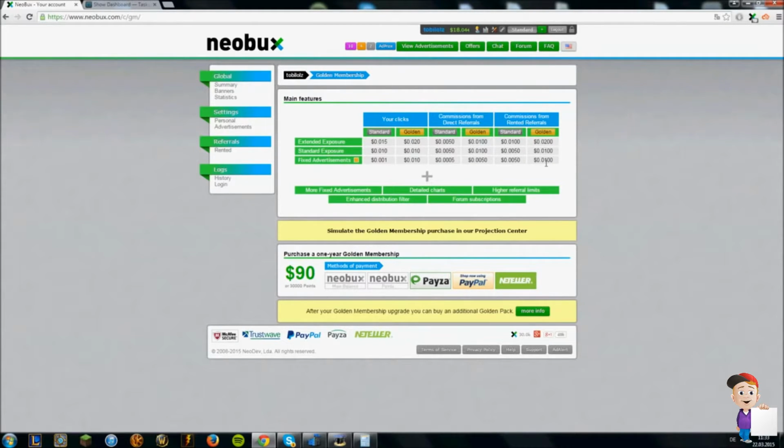And if you already have a good amount of referrals, you can get back the $90 which the golden membership costs in a month. Purchase the golden membership as soon as you can. I will get it probably in the middle to the end of April. Other features of the golden membership are that you get more golden ads available, and you can also get a full cent for viewing the golden ads. You can see this here, your own clicks, 1 cent for each golden advertisement click. So yeah, the golden membership is definitely worth it.